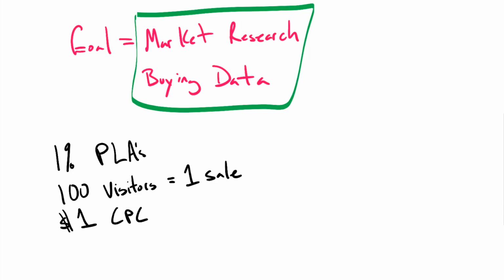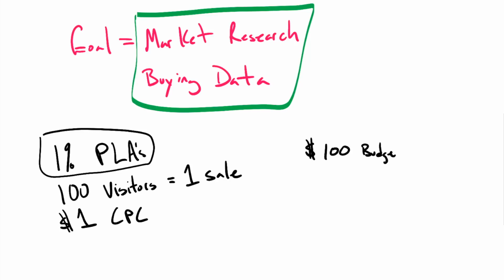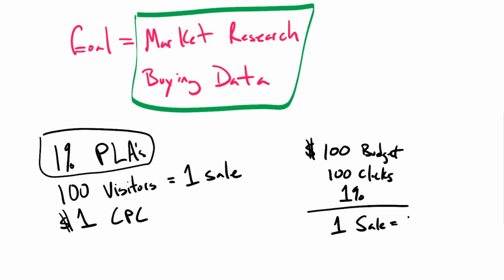Now, what that means is for every 100 clicks you get, you're going to get a sale, right? Because you're converting at 1%. And that means you're going to spend $100 on ads to get that first sale. Does that make sense? Because you have a $100 ad budget. That gets you 100 clicks. Your store is converting at 1%. So you get one sale that costs you $100.